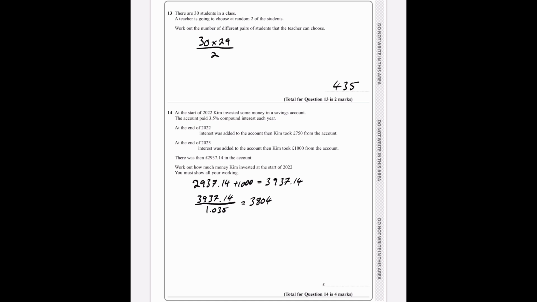That's 3,804. Then I'm going to add 750, that reverses the £750 that was taken out. And then I'm going to divide by 1.035 again to reverse the interest that was earned. And that shows us that Kim invested £4,400 at the very start.